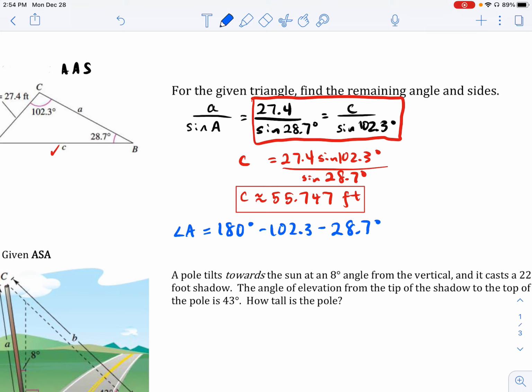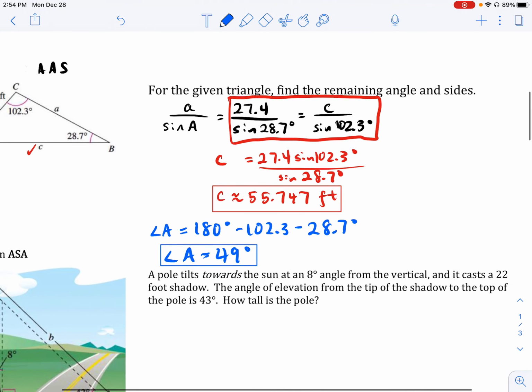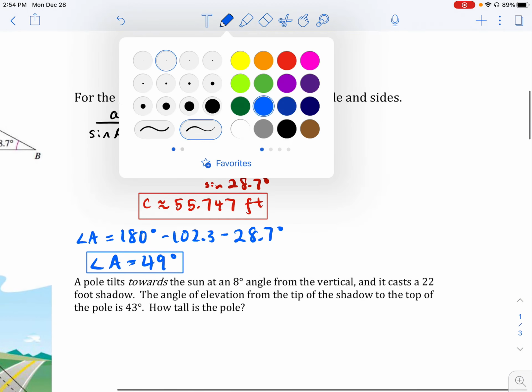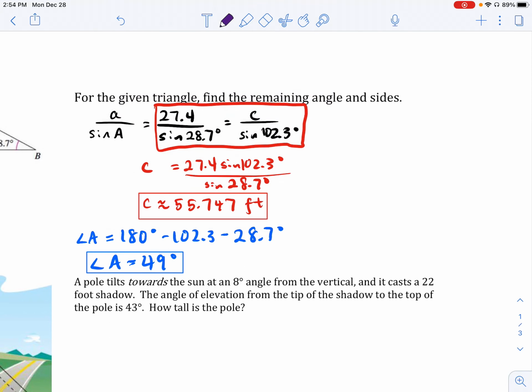And you can use a calculator, but actually if you just do this quickly, you should see that angle A is 49 degrees. So I'm going to go ahead and box that as well. So angle A is 49 degrees. So we just got that by subtracting the other two angles that we do know from 180, just using the triangle sum theorem. Now, finally, we just need to find side A now, and that's where I'm going to use this proportion here.